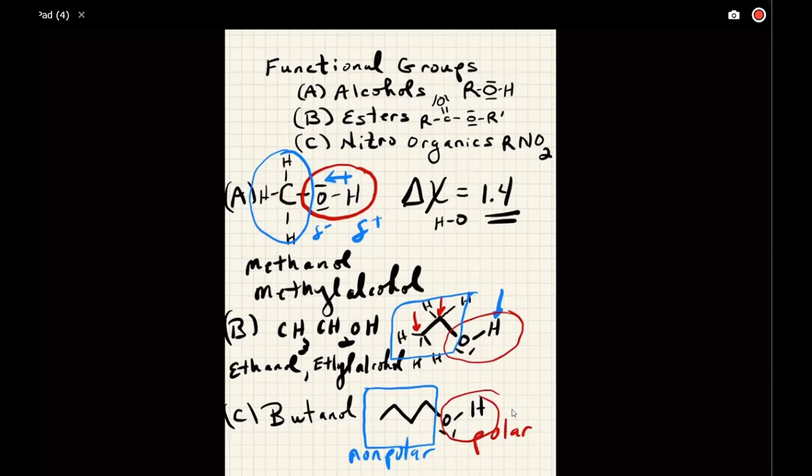Now, once we pass butanol and we get into propanol, hexanol, heptanol, octanol, nonanol, decanol, those things, the alcohol just floats on top of the water. Even though it's an alcohol, there's just too much nonpolar part. So that ends up dominating the whole process.